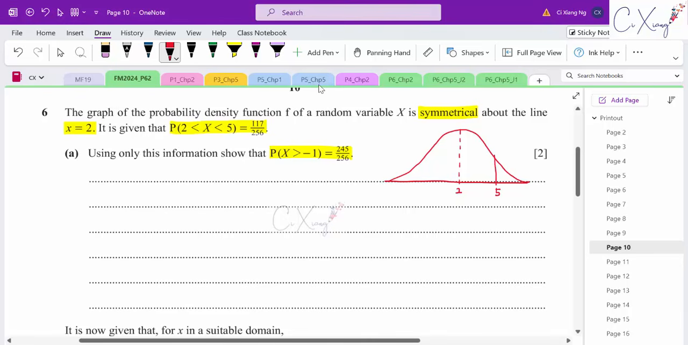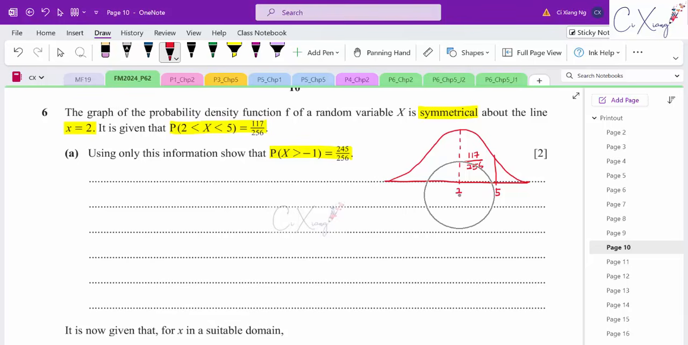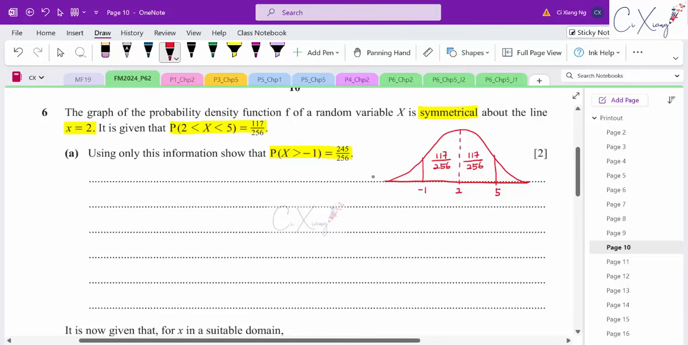Okay, this particular area inside is 117 over 256. Since it is symmetrical, from 2 to 5 it is 3 units, right? So that means from 2 minus 3, that is from 2 until -1, should have the same area, which is 117 over 256, because they are symmetrical at this line. So by right, at -1, this is the value that we have.